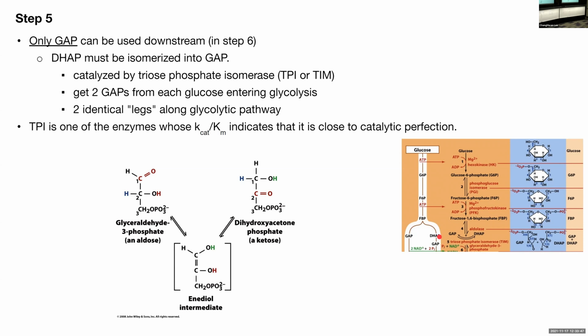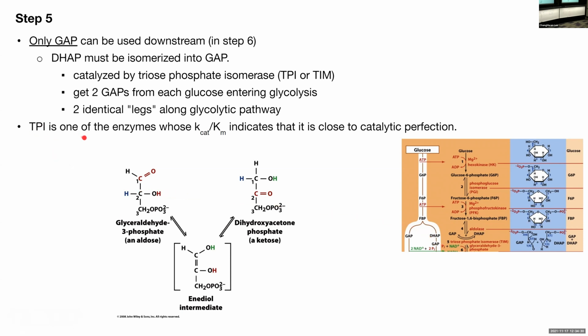So this DHAP changes to GAP using this enzyme triose phosphate isomerase, TPI or TIM, which is right here. And it essentially gets the two GAP molecules instead of one GAP and one DHAP, right? Because DHAP changes to GAP molecule. And these two GAP molecules will have two identical legs, and they're going to fit into those two identical pathways later on.